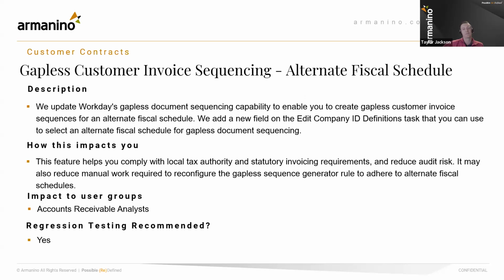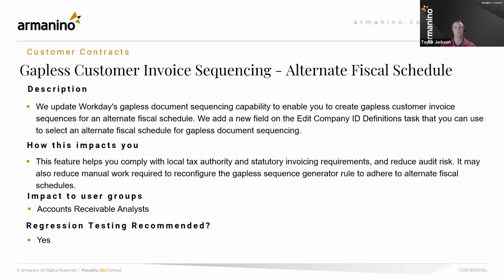For customer contracts, gapless customer invoice sequencing for alternate fiscal schedules. This one's especially important from a sequencing standpoint and when you are international. Workday's gapless document sequencing capability now enables you to create gapless customer invoice sequences for those alternate fiscal schedules. So when you add a new field on the edit company ID definition task that uses an alternate fiscal schedule, that gapless document sequencing is now a feature that you can opt into.